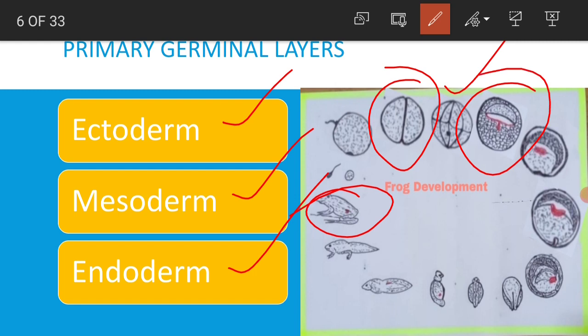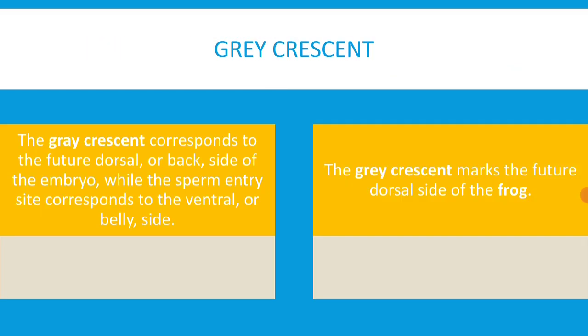Later blastula is formed, and ultimately gastrula is formed. And here in the further developmental stages, you can also see the formation of different organs like neural plate, neural tube, notochord, nerve cord, like that. Ultimately, tadpole larva is hatched out of the egg. Later, it is gradually metamorphosed into the adult frog.